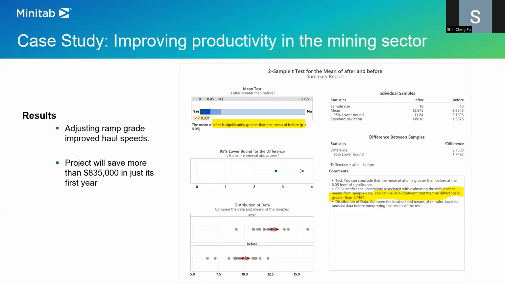We write a report for you. It says the mean of after is significantly greater than the mean of before, which means the speed is getting better, higher. And you can be 95% confident that the true difference is greater than 1.74. It means speed increased on average by at least 1.74 kilometers per hour. So they're happy with the result, and they predict the project actually saves them almost 35,000 just for the first year.